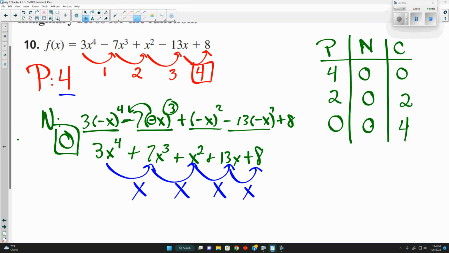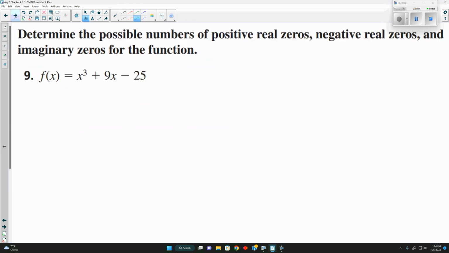Questions on this here? We can look at this last one here. This will be good to look at. I want to do one more, then we can be done.